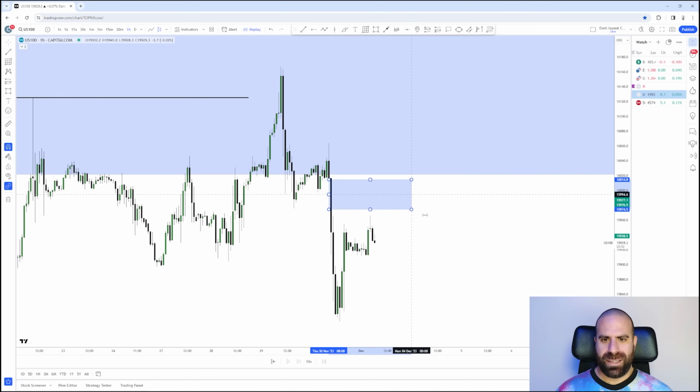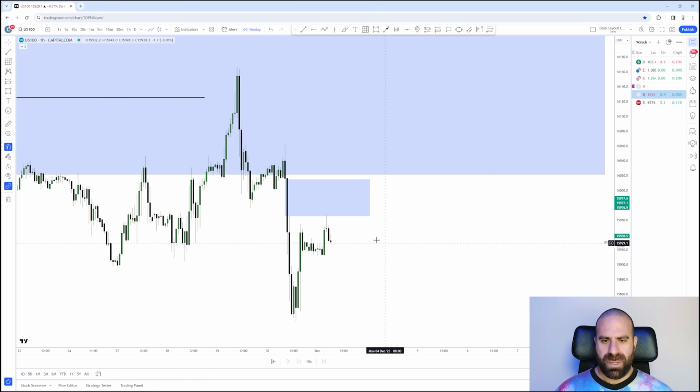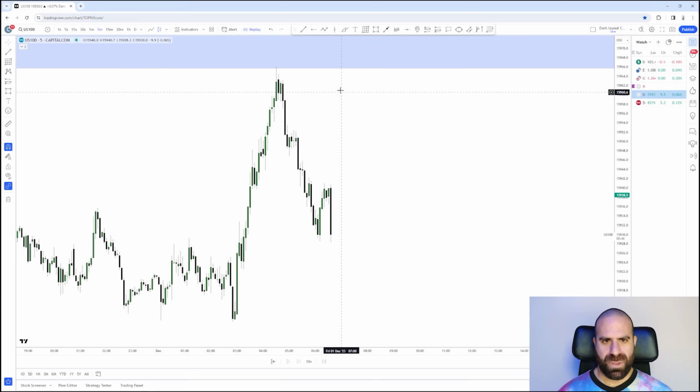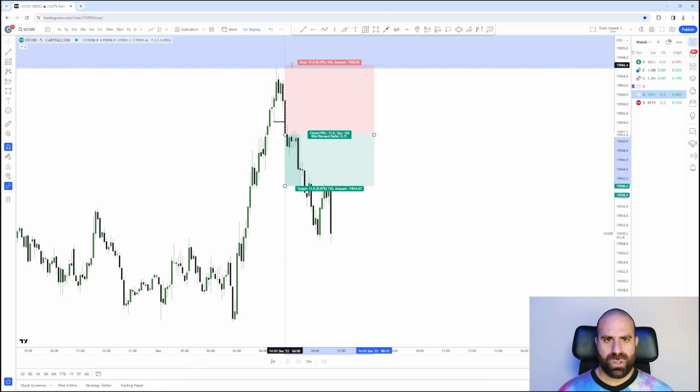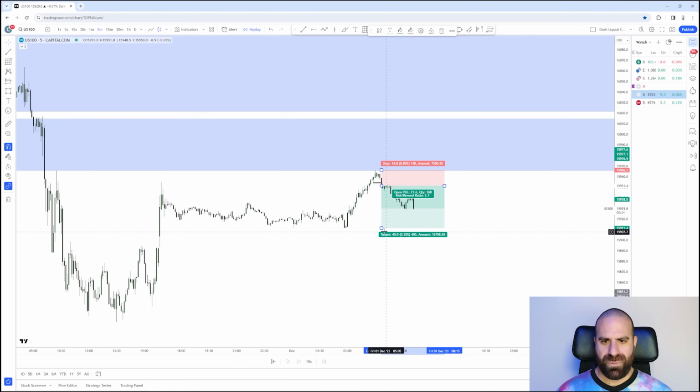Well, I didn't enter from this one right here, but if you go ahead and do the very same thing, you can say, where did the change of character happen? On the 5-minute, when we entered the 1 hour, it happened right here. Stop loss right above the area. You can go ahead and target this one as a first target, and second target down here.